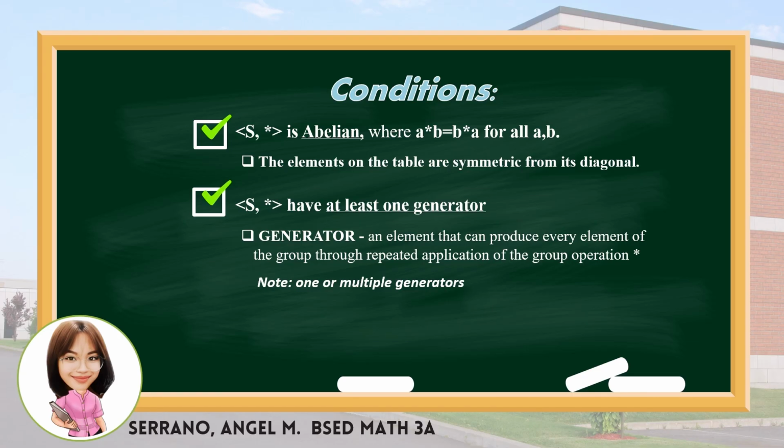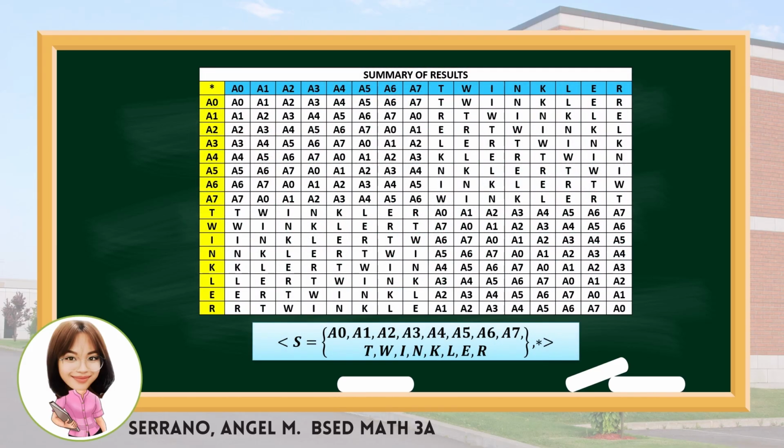When we say generator, it is an element that can produce every element of the group through repeated application of the group operation star. And we should take note here that we may have one or multiple generators. Okay, so this is our group of S containing the elements A0, A1, A2, A3, A4, A5, A6, A7, T, W, I, N, K, L, E, and R under binary operation star.